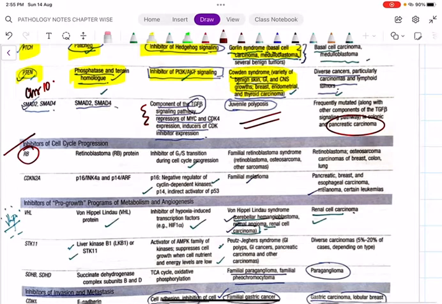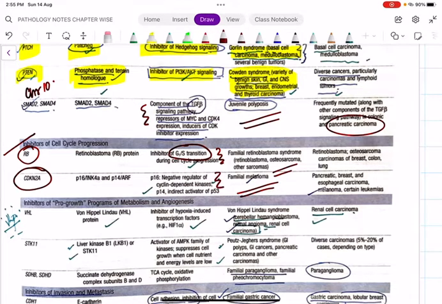We have retinoblastoma, which inhibits the G1/S transition. This has been asked: retinoblastoma will act at which phase? It is going to inhibit the G1/S transition. This is responsible for familial retinoblastoma syndrome. Remember, whenever there is retinoblastoma, the most common other malignancy present along with it is osteosarcoma. Then we have CDKN2A, mainly present in familial melanoma.